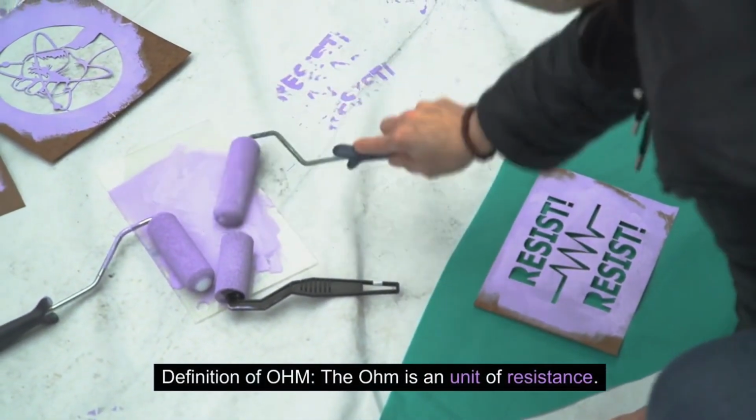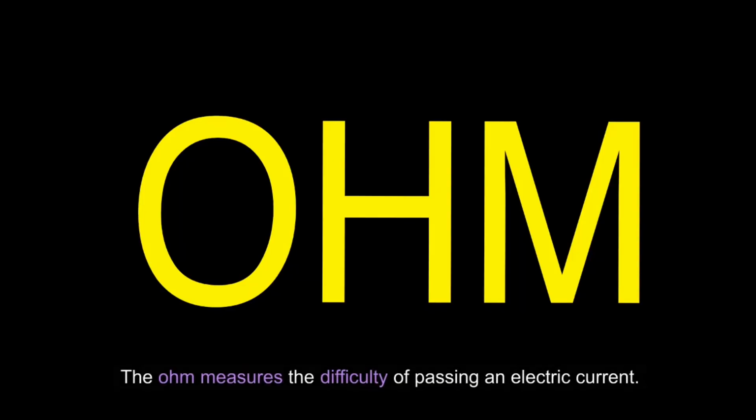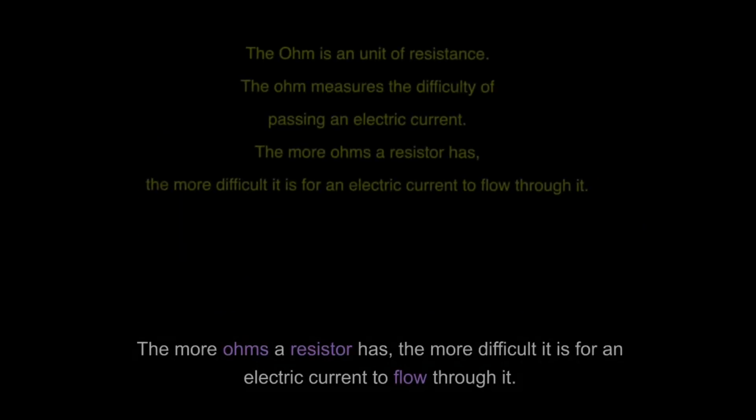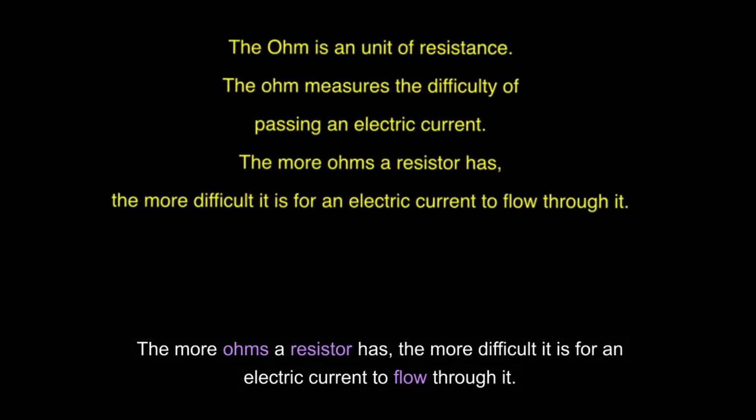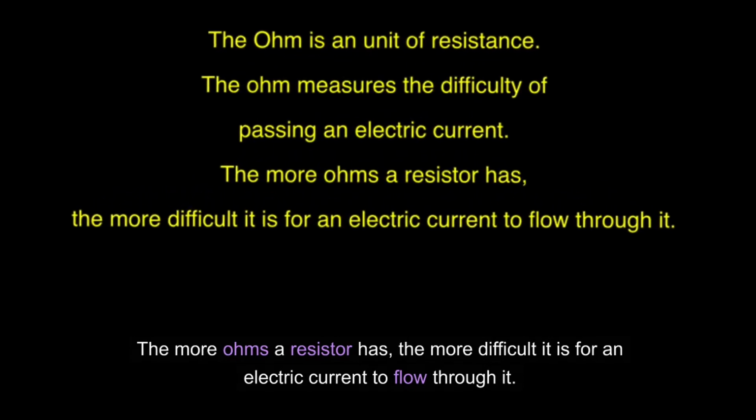Definition of ohm. The ohm is a unit of resistance. The ohm measures the difficulty of passing an electric current. The more ohms a resistor has, the more difficult it is for an electric current to flow through it.